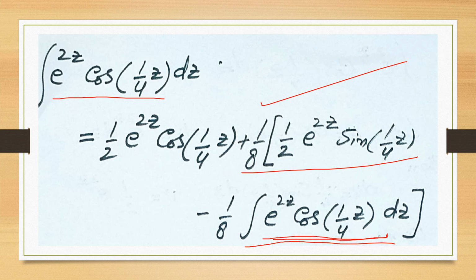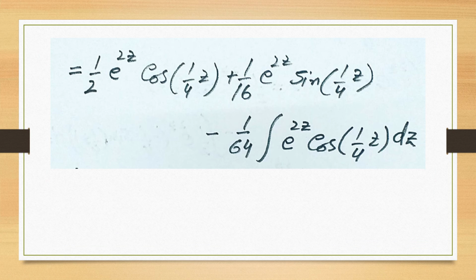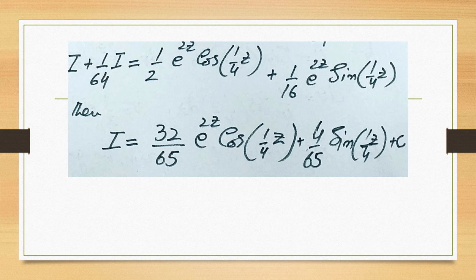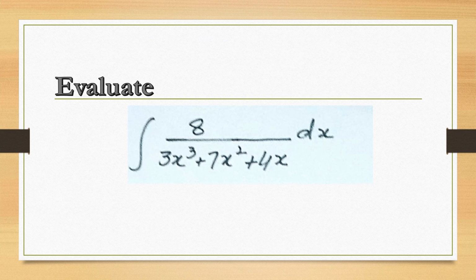Now it becomes easier. We will shift this value to the left hand side. We name it as I, and we bring 1 by 64 I to the left hand side, and we have no integral on the right hand side, and simplifying we obtain the integral value of the given question. Let's evaluate this next question.